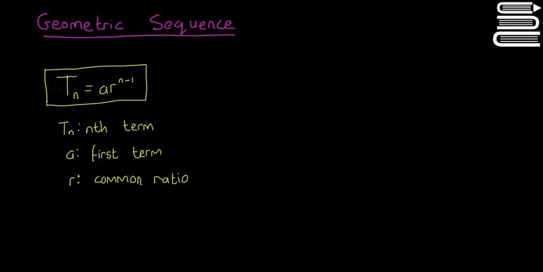And then r is what's called the common ratio. So whereas there was a common difference in arithmetic or linear ones, there's a common ratio in geometric ones. So I'll show you what that means. So we're going to look at this example here. It's going to be 2, 4, 8, 16, 32, and so on.